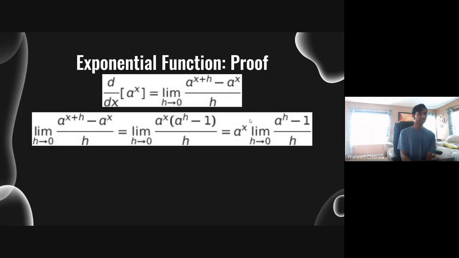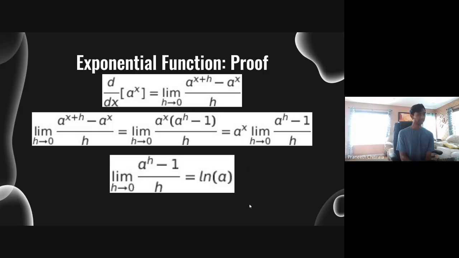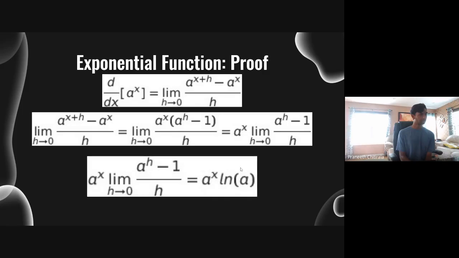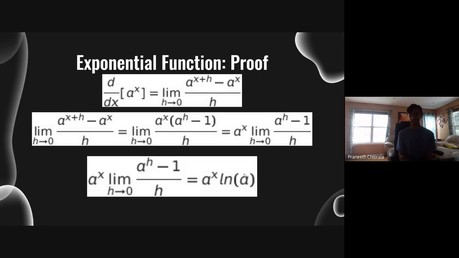Now, the way to solve this limit, you need to use the squeeze theorem, but we're not going to use that here. We're just going to say exactly what the limit is. This limit approaches the natural log of a. Using that substitution, a to the x times this limit is just a to the x times natural log of a. And that's how you get the derivative of a to the x.